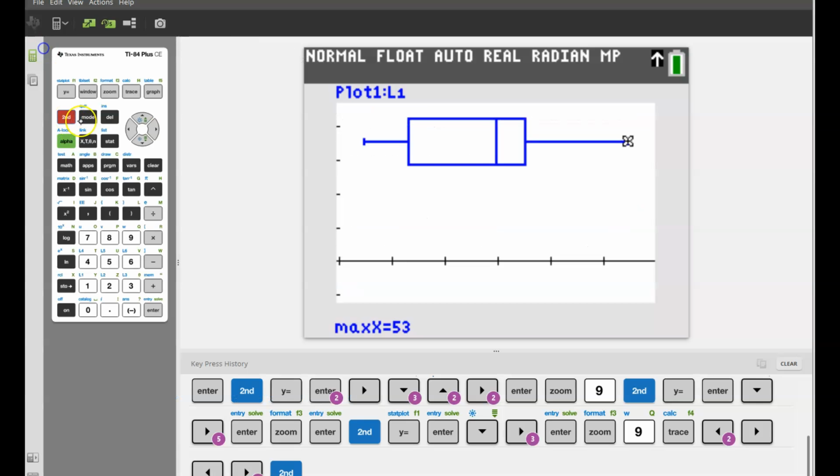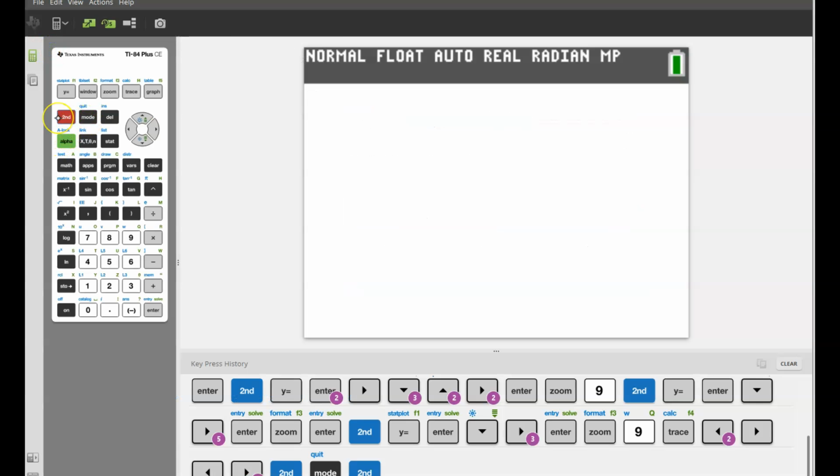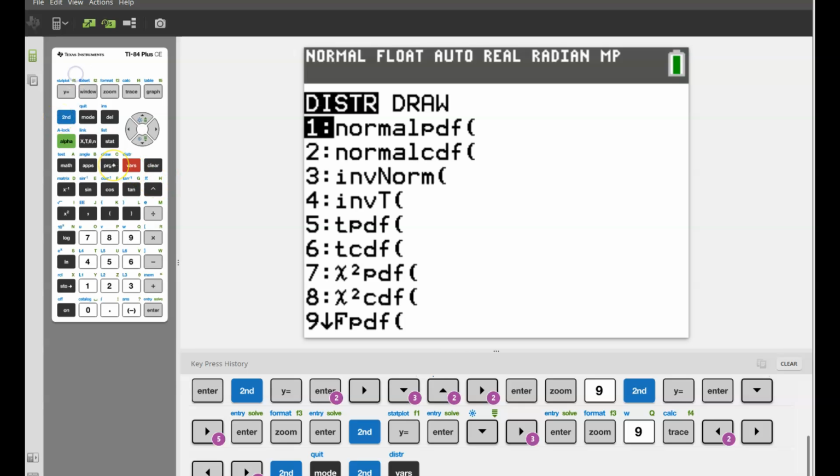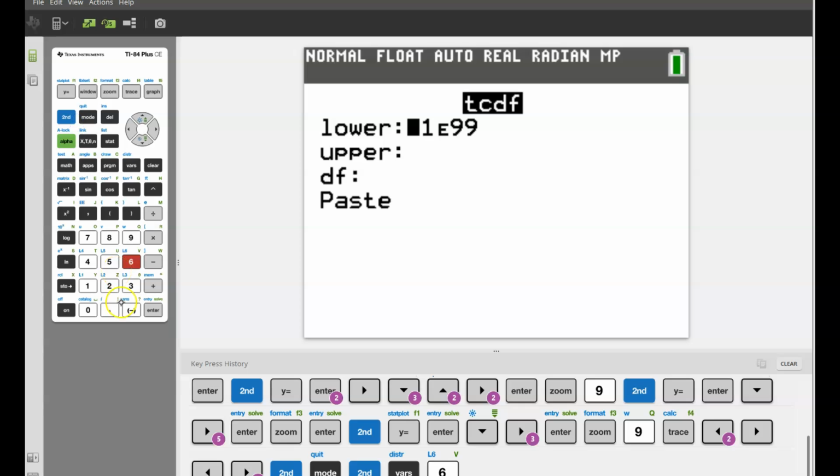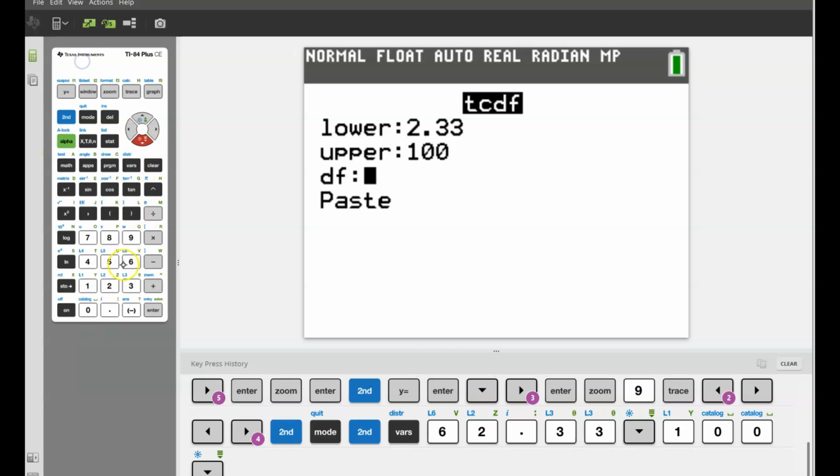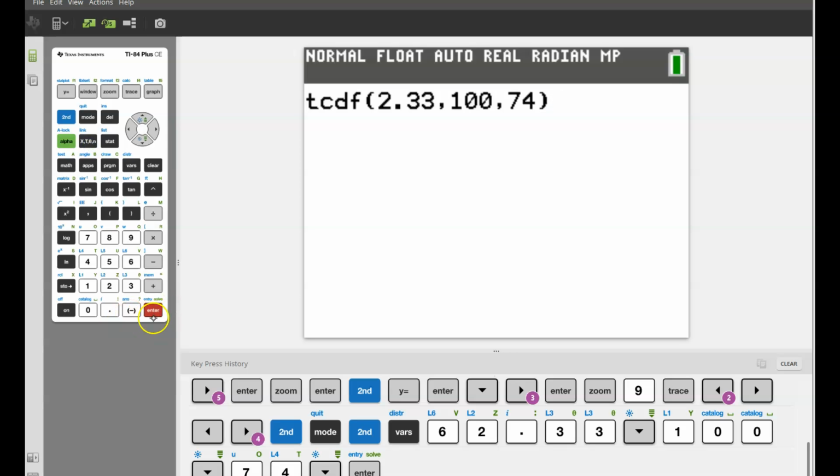So if you don't remember where TCDF is, it's second. You hit the second key and the vars key for your distributions. And you're going to see number 6 is TCDF. So we had 2.33. We picked an upper limit of like 100. And our degrees of freedom is sample size minus 1. In this case, it was 74. And so I get, should be a pretty small p-value, 0.01127.